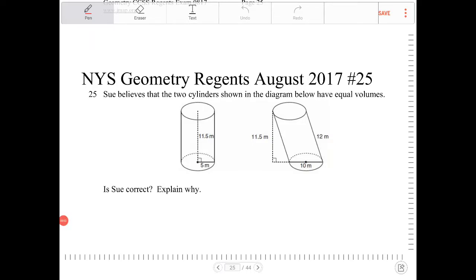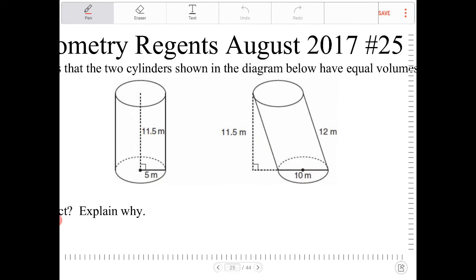Sue believes that the two cylinders as shown in the diagram below have equal volumes. Is she correct? Explain why. So looking at this right now, the two cylinders, one is a right cylinder and the other is an oblique cylinder. Oblique meaning the altitude and the lateral edge are actually not aligned.